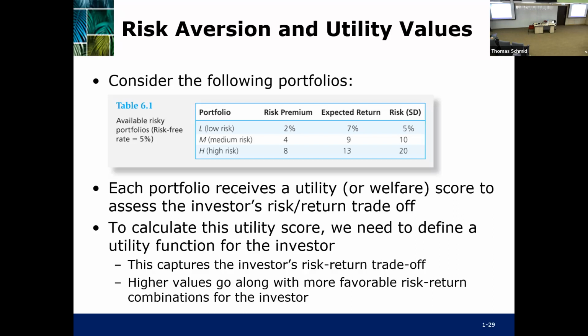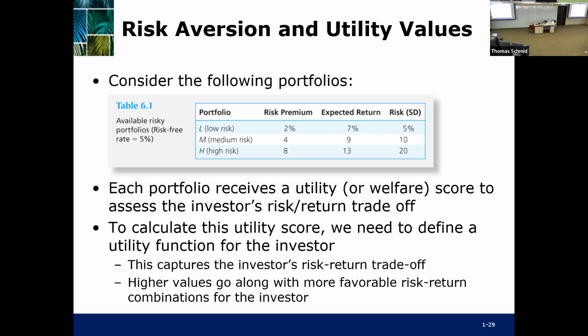Unfortunately, in this example, it's not the case that one portfolio would dominate another portfolio, right? Because for all portfolios, if we increase expected return, we also increase risk. There is no portfolio that is an obvious choice. If there is no portfolio that is an obvious choice, we need to rely on something that is called a utility function. The utility function will result in a utility score, and this utility score captures the investor-specific risk-return trade-off.